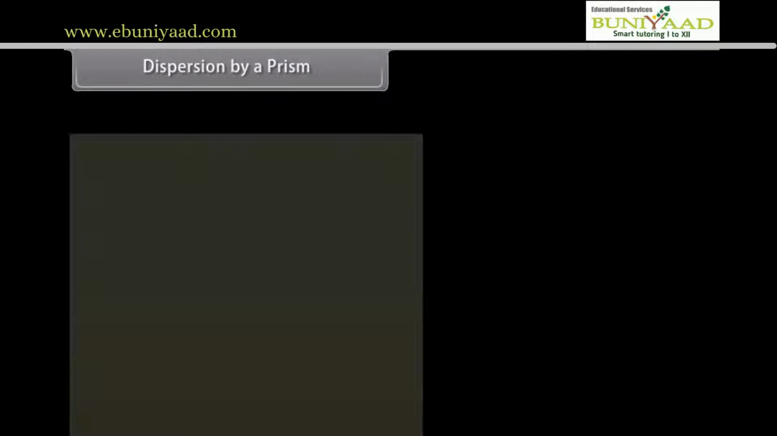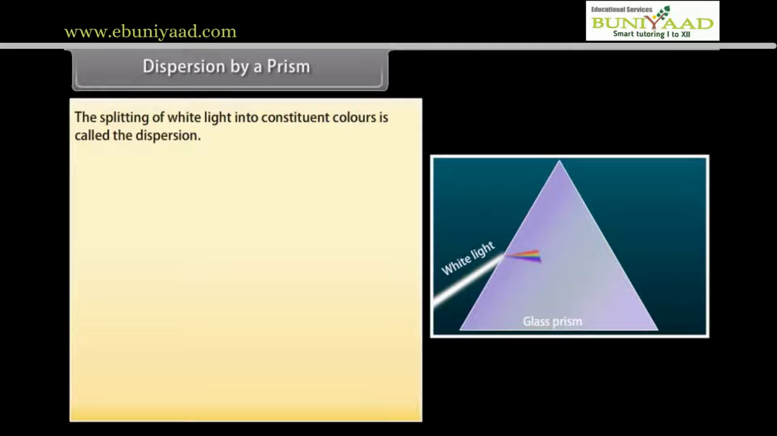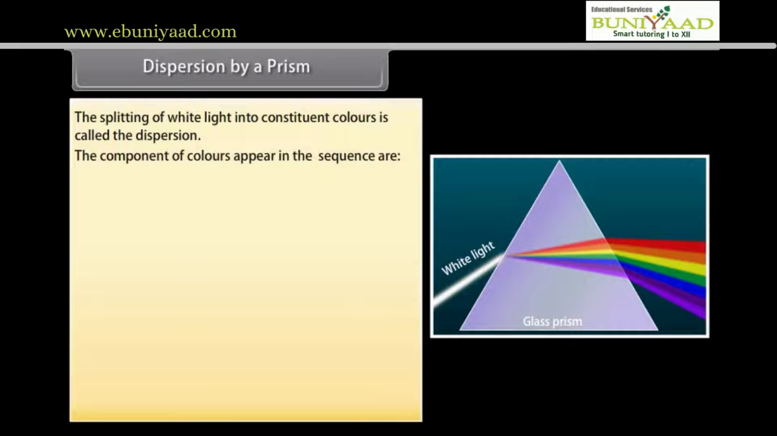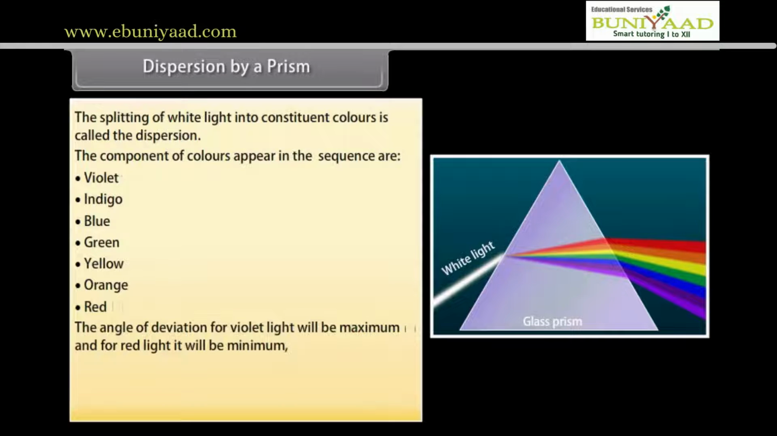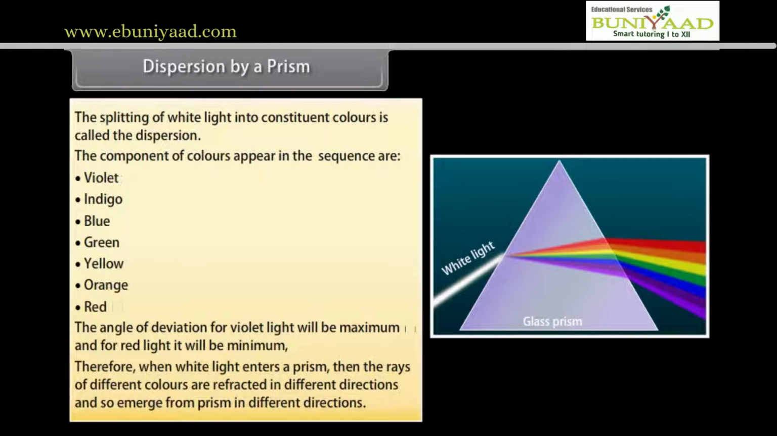Dispersion by a prism. The splitting of white light into its constituent colors is called dispersion. The colors appear in the sequence violet, indigo, blue, green, yellow, orange, and red. The angle of deviation for violet light will be maximum, and for red light it will be minimum. Therefore, when white light enters a prism, the rays of different colors are refracted in different directions, and so they emerge from the prism in different directions.